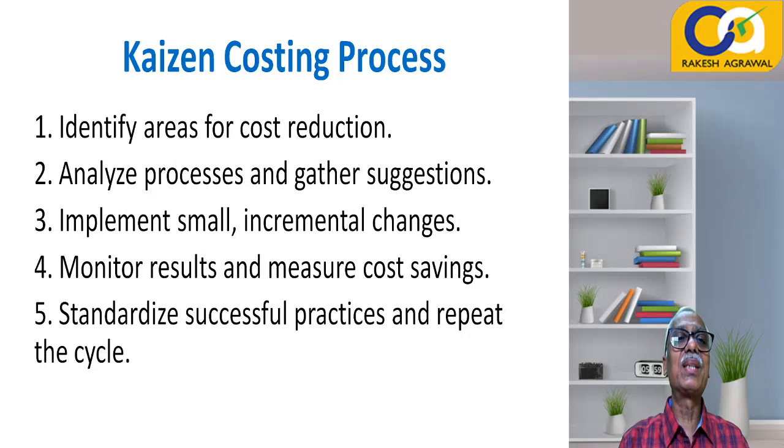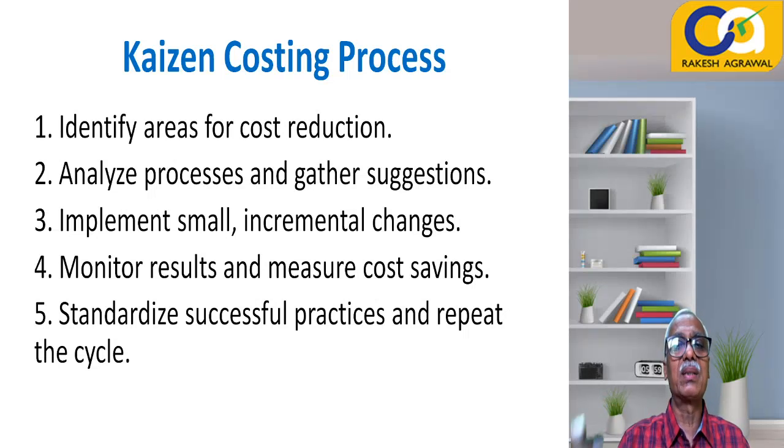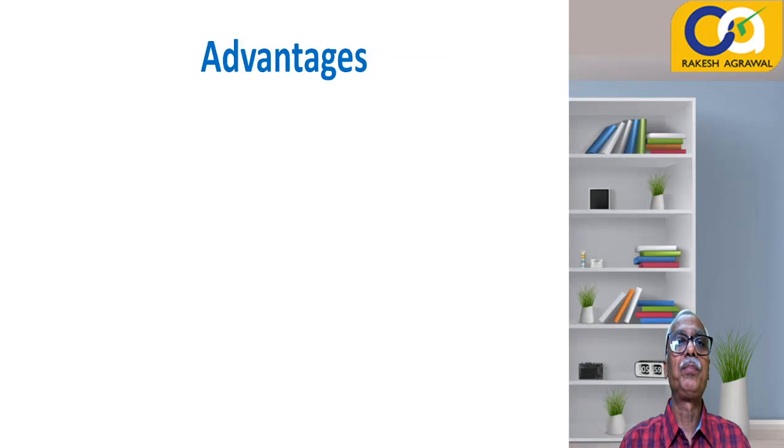Means next time go to step 1 again, identify the areas of cost reduction further, again analyze the process, gather the suggestions, and so on. So you have to keep repeating this cycle on a continuous basis for continuous improvement and cost reduction. It's an unending process, my dear friends. Now what are the advantages which you gain?